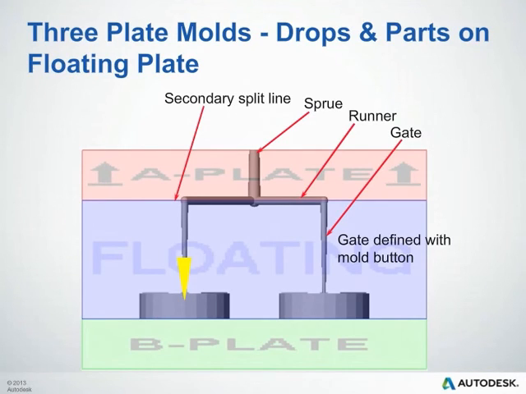Here's a common way to model a 3-plate mold where we put the drops and parts on a floating plate. This floating plate is enabled by that checkbox that I mentioned previously in this presentation in your mold properties. When you check it, this third plate will be present. Basically what happens is we'll run your gate from your injection cone up to the secondary split line. The runner will run along the secondary split line, and then the length of your sprue will still be defined by the thickness of your A-plate.